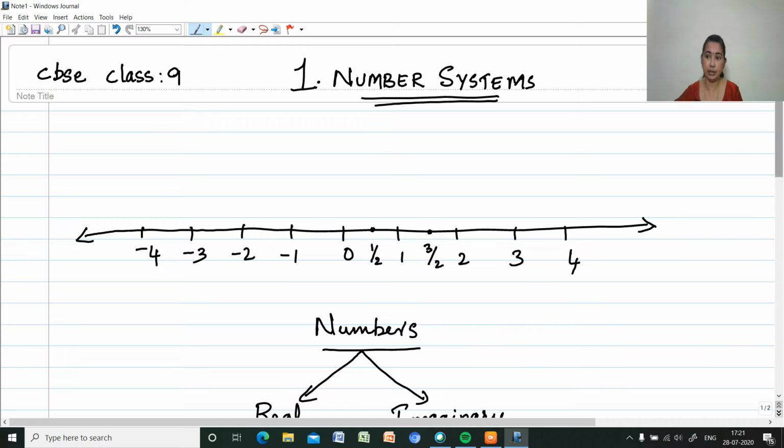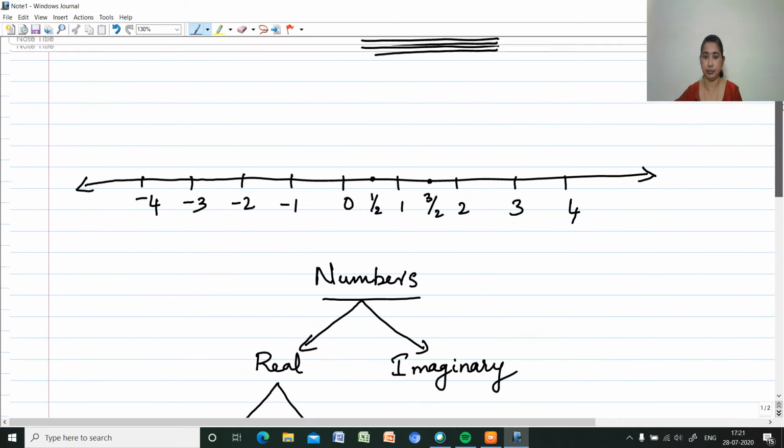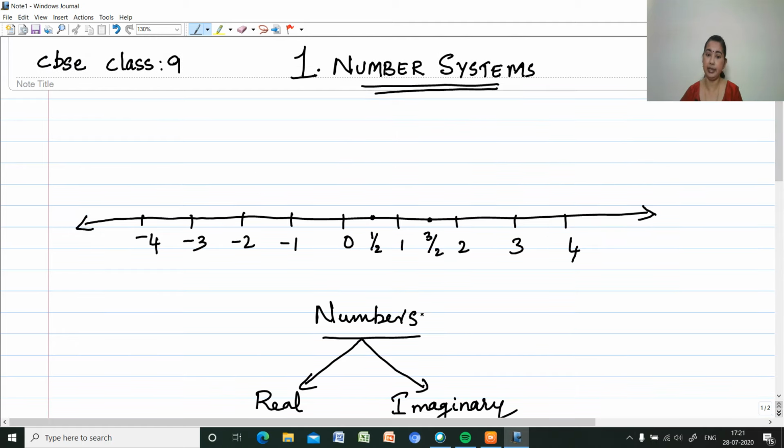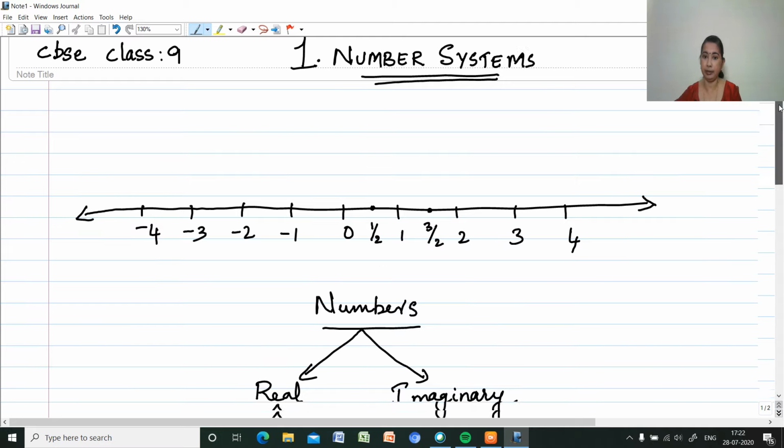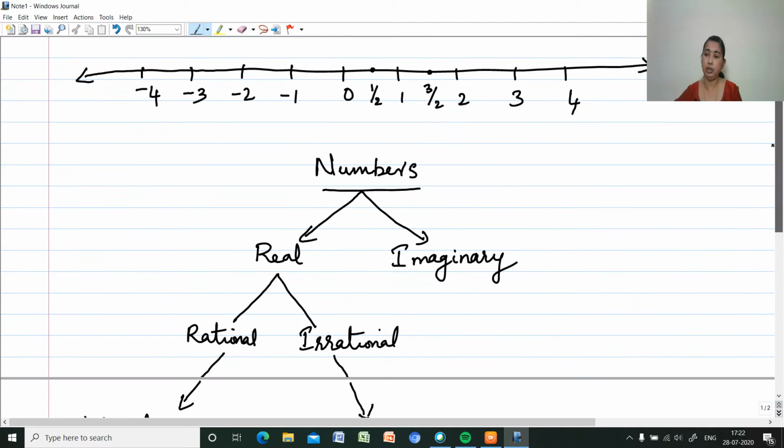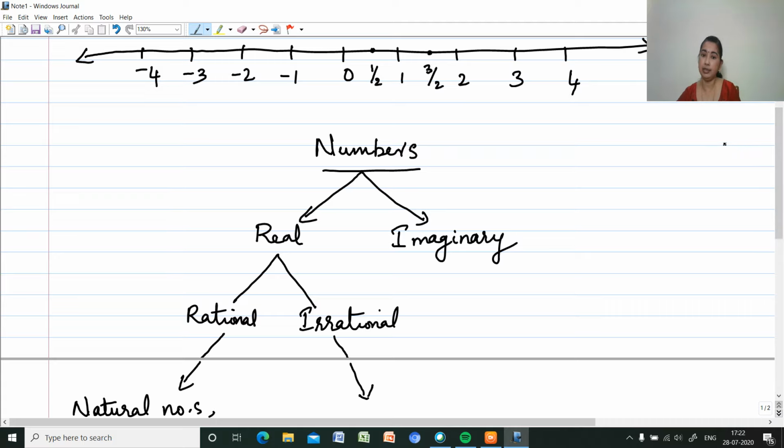So in this number system, numbers can be divided into two different types, that is real numbers and imaginary numbers. Here we are discussing only real numbers. Imaginary numbers will be discussed in higher classes. So now we will move on to the real numbers. What all numbers will be there in the real numbers?